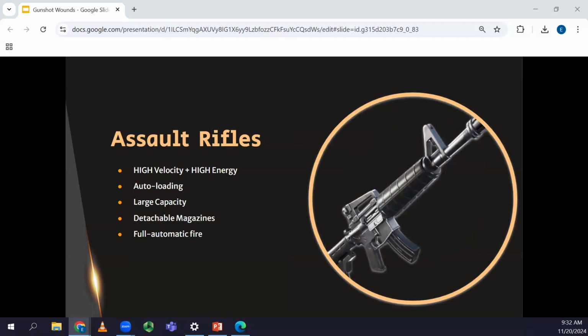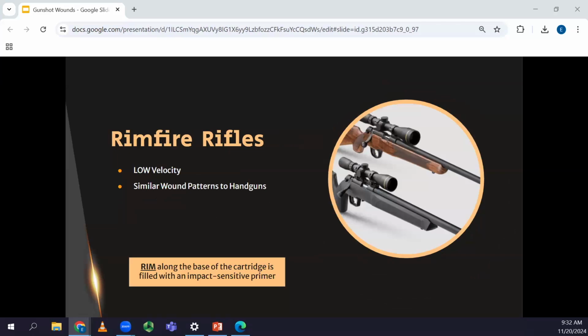And that specifically is auto-loading. It has large capacity, and it has detachable magazines that tend to be full automatic fire. So it can do a lot of damage, especially in an open crowd. Rimfire, like I mentioned before, looks very similar, if you look at them side by side, to center fire, but it's actually low velocity. So despite the fact they look very similar, when we look at the patterns that they'll form on a physical body, their patterns are more similar to that of a handgun.